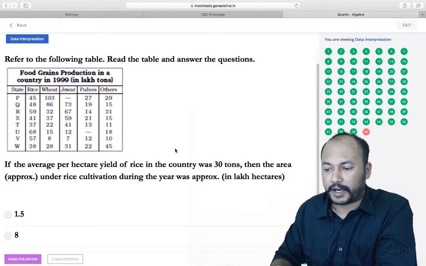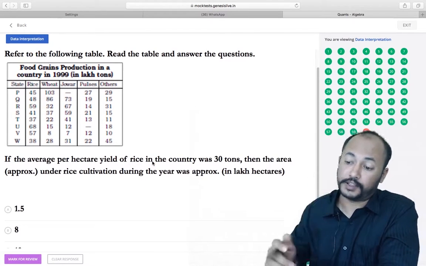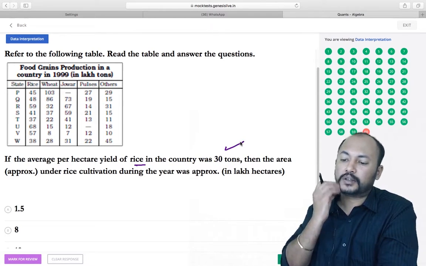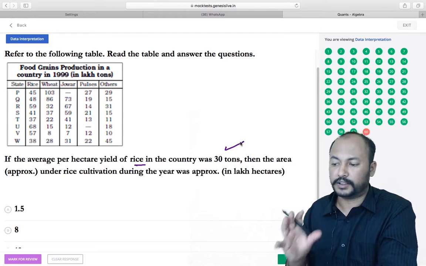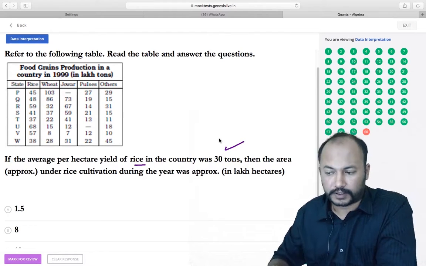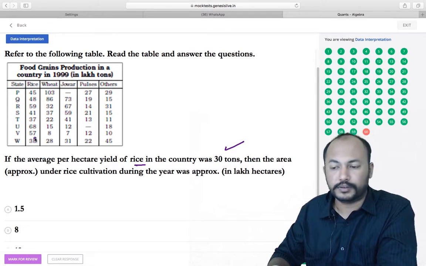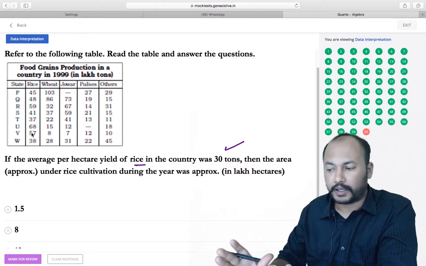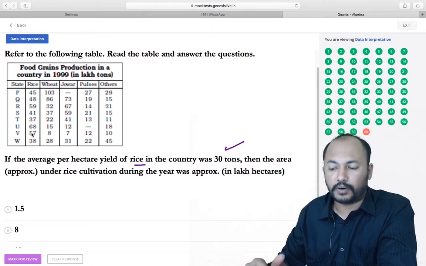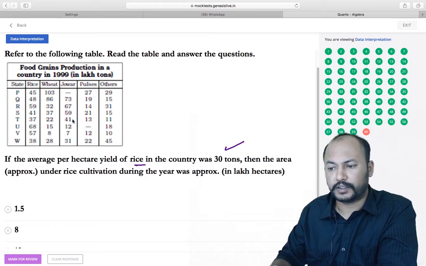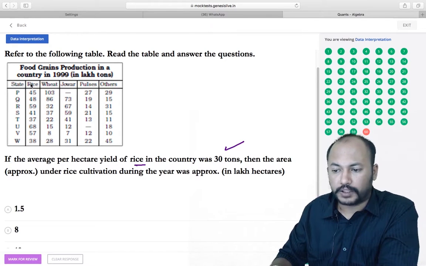If the average per hectare yield of rice in the country was 30 tons per hectare, the average per hectare yield is 30 tons. Then the area. So the sum of all this will give me total rice production. If I divide that by 30 tons, I will get the overall area. The only thing you need to take care of is units. This is in lakh tons, and then in lakh hectares is what we're supposed to find, so it will be easily taken care of. Now let's first add all these values.